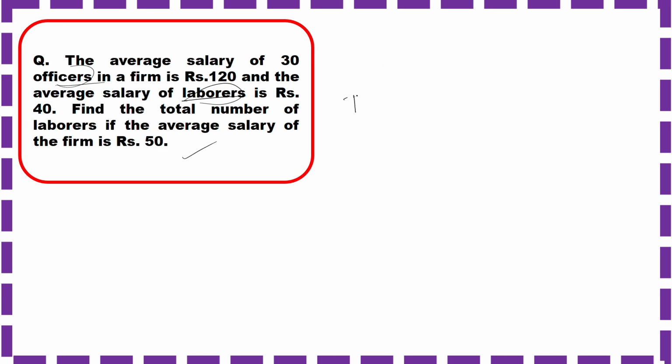So the total salary of officers plus the total salary of laborers will be equal to the total salary of the firm. What is the total salary of officers? 120 is the average salary of officers, multiplied by the number of officers, so we are calculating total salary. How many officers are there? 30 officers are there. So 120 into 30 plus how many total laborers are there?